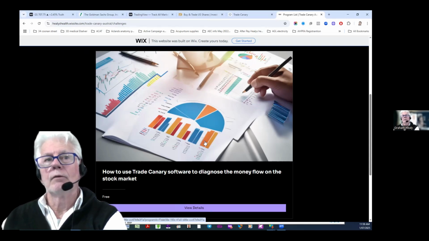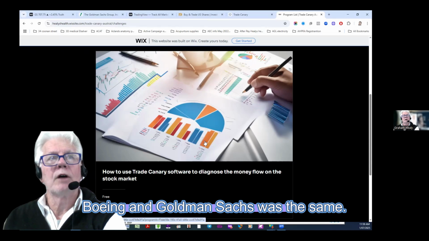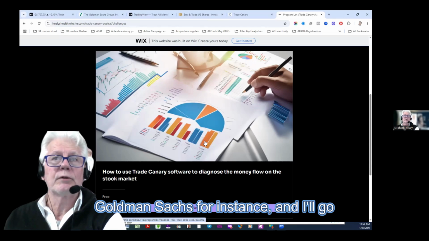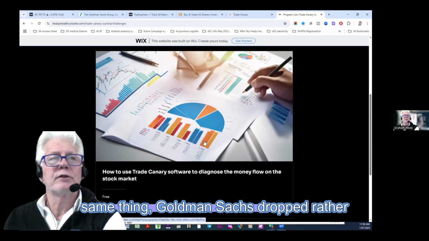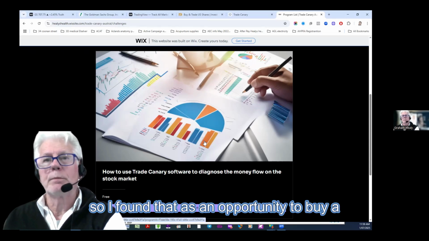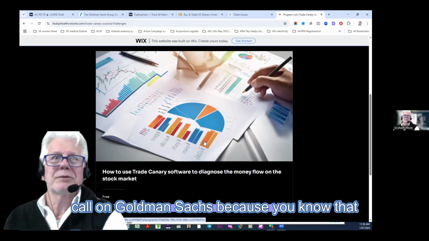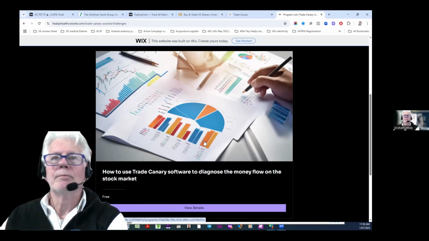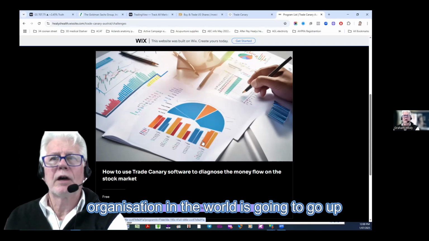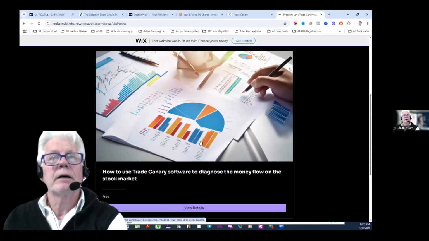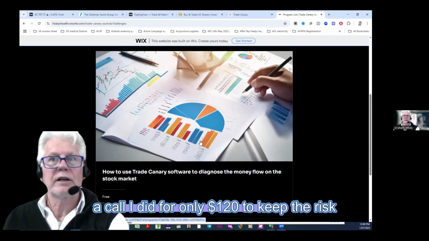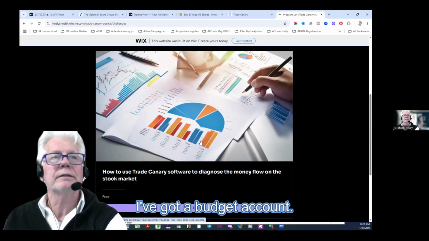Then recently with Boeing and Goldman Sachs was the same. Goldman Sachs, for instance, and I'll go through that graph in a second, same thing. Goldman Sachs dropped rather dramatically. So I found that as an opportunity to buy a call on Goldman Sachs, because the biggest multinational banking organization in the world is going to go up rather than down. And sure enough, last week, Goldman Sachs, and again, this is a call I did for only $120. I keep the risk very low. I've got a budget account.